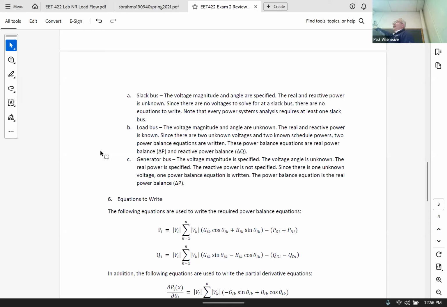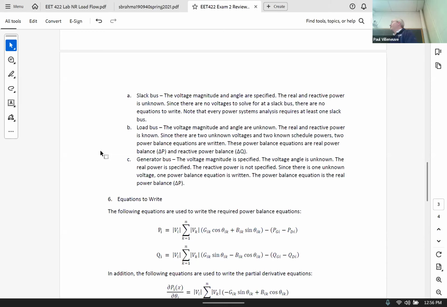And all of these bus types are necessary because I can't specify what the system's going to be, because I have no idea where the power is flowing. It's going to flow in all different directions as the system is operated. And so that's why I need those bus types. But there's only 3 bus types.